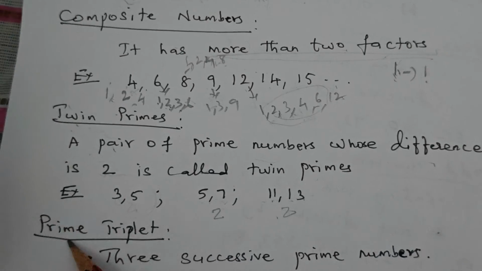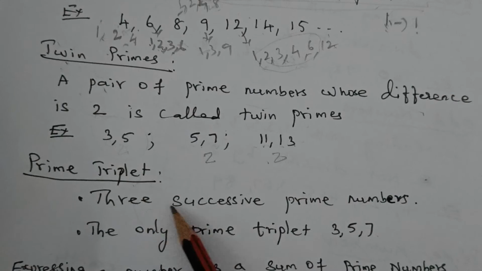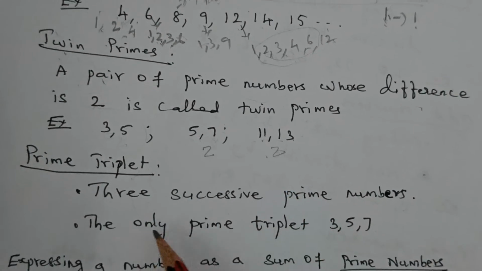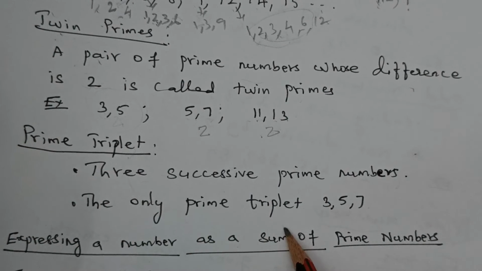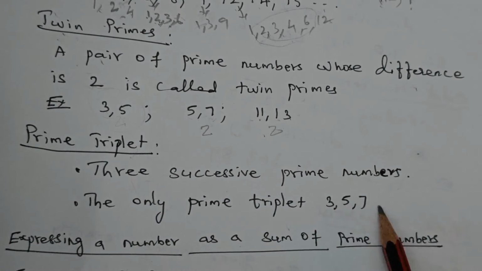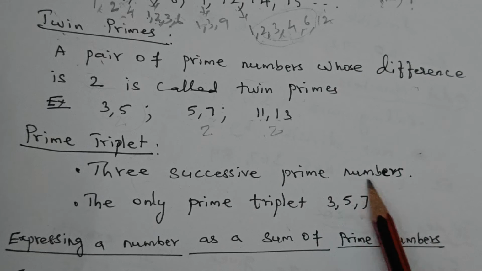Okay. Now, prime triplet. Twin means 2, triplet means 3. 3 successive prime numbers. Successive means continuous. And there is only one such prime triplet. They are 3, 5, 7. Continuous prime numbers, and their difference should be 2. See, 5 minus 3 is 2. 7 minus 5 is 2.